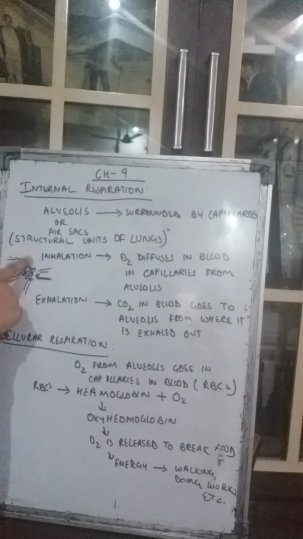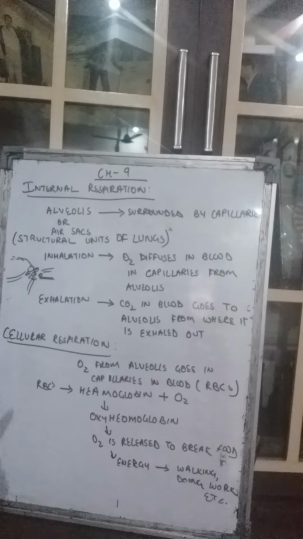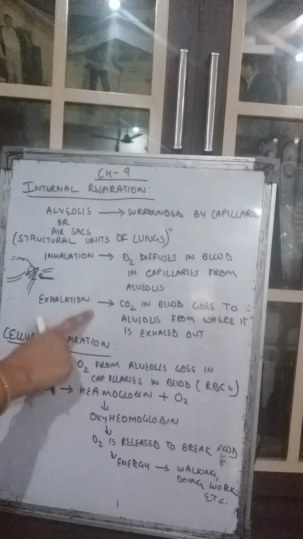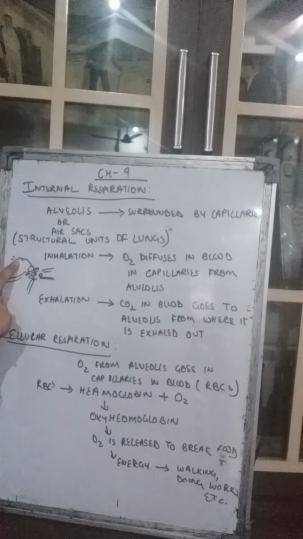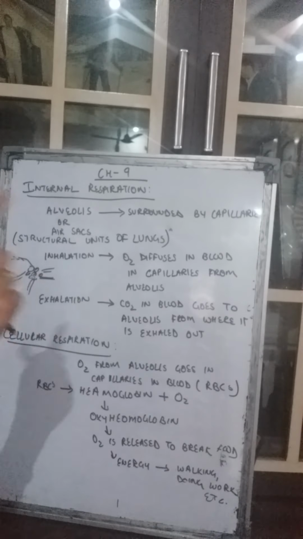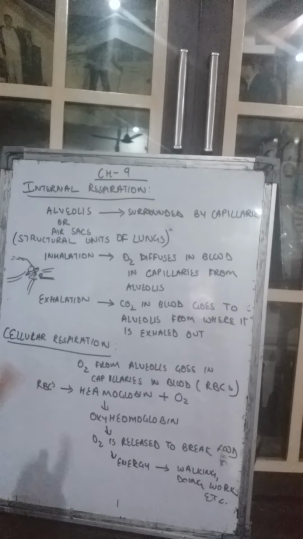Carbon dioxide which is present in the blood, from the capillaries it reaches the various parts of the body. Okay, so in exhalation what happens? The carbon dioxide which is present in the blood now comes through the capillaries and goes to the air sacs. From the air sacs it goes back through the bronchioles, the trachea, the nasal cavity, and goes out. Is that clear?